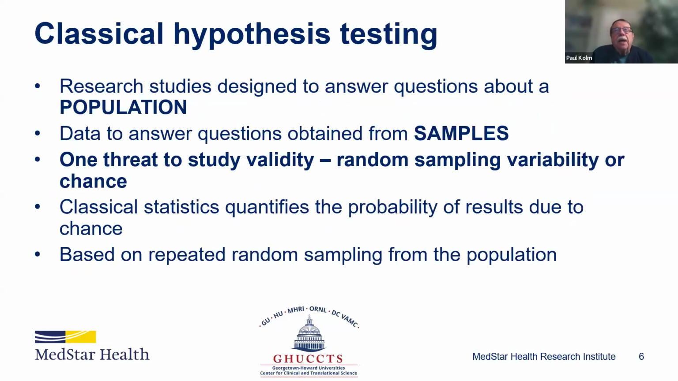So as a review, to understand why we're going to do this, when we do classical hypothesis testing, that is comparing two or more treatments, we're going to answer our research question based on samples from a population. And one of the threats to study validity is random sampling variability or chance. And that's where statistics comes in, that we want to quantify the probability of results due to chance. And the concept here is based on the idea that we can randomly sample from a population.